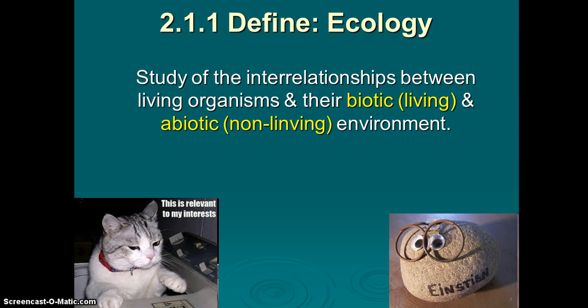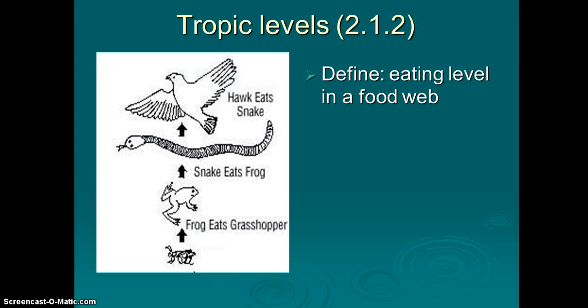But here's some definitions. Topic 2.1.1 is defining ecology, which is the study of interrelationships between living organisms, their biotic, which we know is living, and their abiotic, non-living environment. Remember that prefix abiotic means non-living. So here we have the abiotic rock and the biotic cat. Okay, so ecology is how those two things are interrelated.